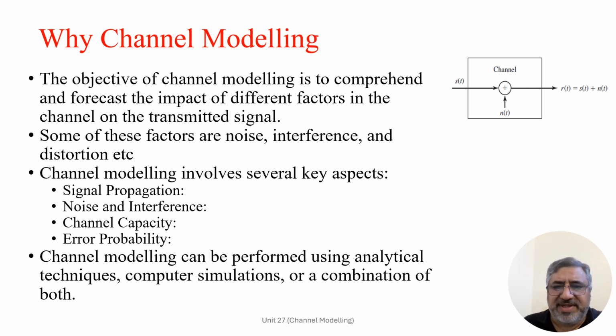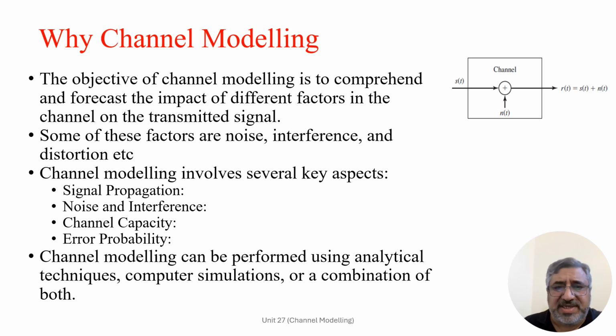Similarly, noise and interference. Noise refers to the unwanted signal present in the channel. It can also be present in the transmitter and receiver itself, and that can corrupt the transmitted information. Interference, on the other hand, arises from many other sources of transmission that share the same channel. Channel modeling takes into account the statistical properties of the noise and interference, such as their power spectral density, to assess their impact on the communication system.